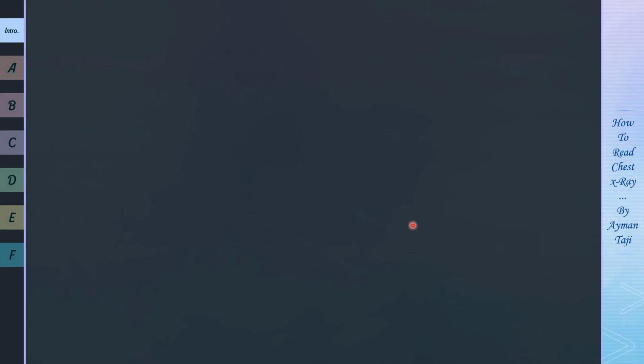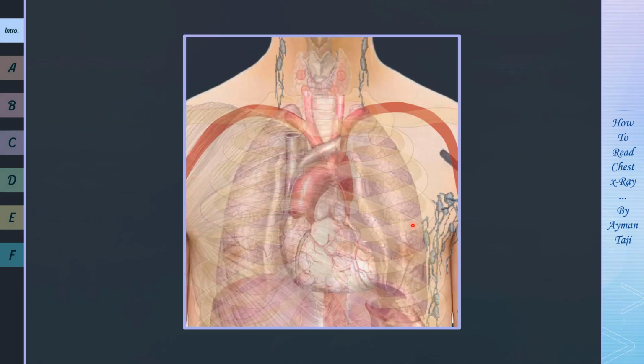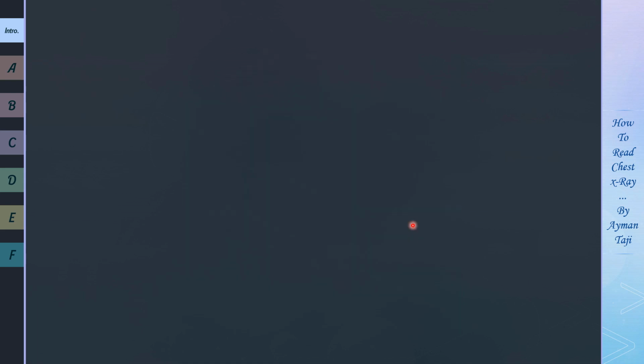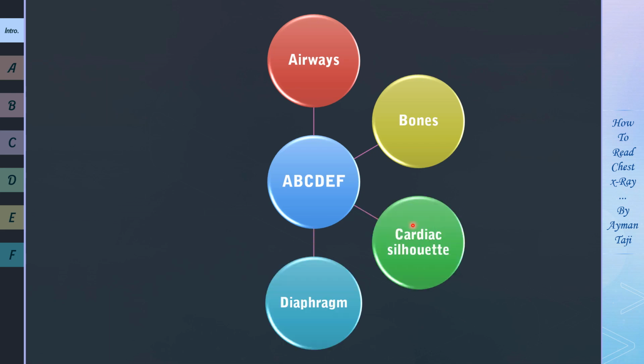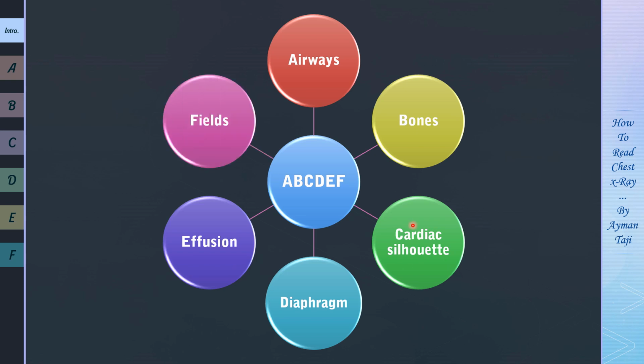A chest X-ray is used to diagnose many conditions involving the chest wall, including its bones and all structures contained within the thoracic cavity, including lungs, heart, and great vessels. Now, to make sure we cover all these structures, there's a system called ABCDEF System. Each of these 6 letters refers to a specific anatomical structure, as A stands for airways, B for bones and soft tissue, C for cardiac silhouette, D for the diaphragm, E for effusions, i.e. pleura, and F for lung fields.